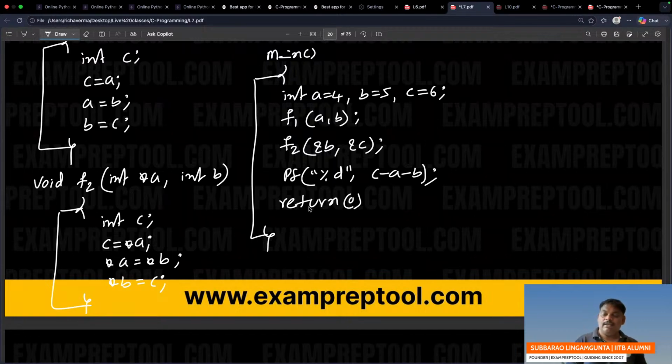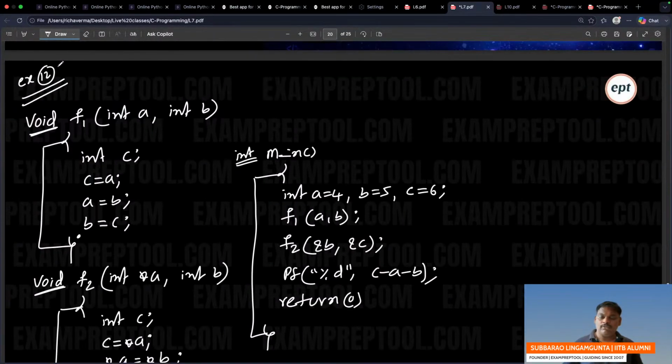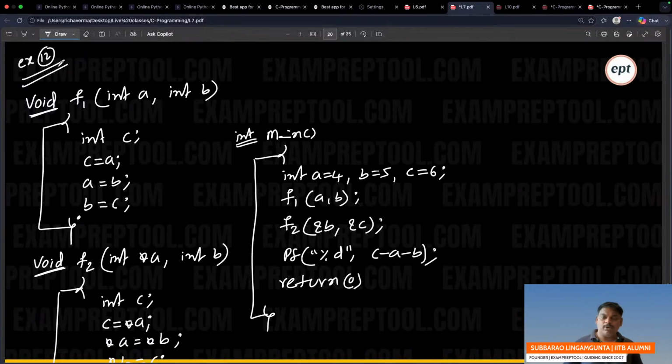Because of your return 0, int, you are returning an integer. You are not returning anything here, so void. You are also not returning anything here, so void. And one more thing, no global variables also. Can you go ahead? It is also a nice problem. Can you try this?